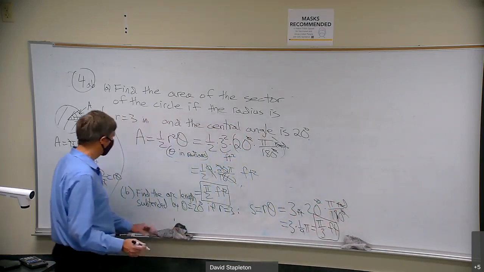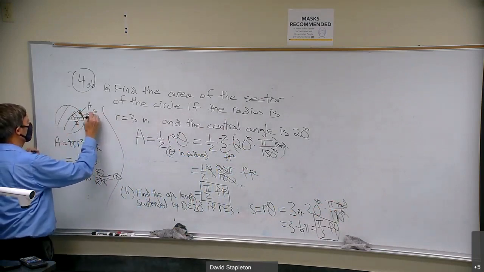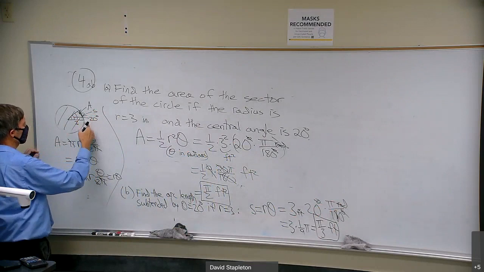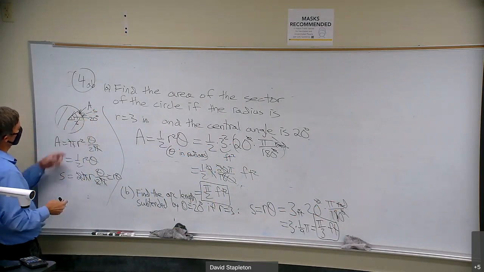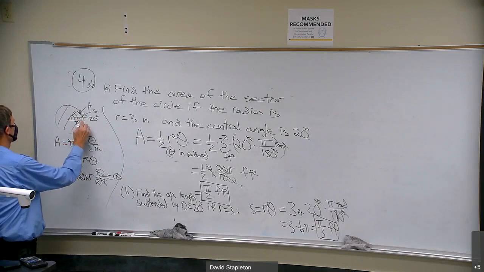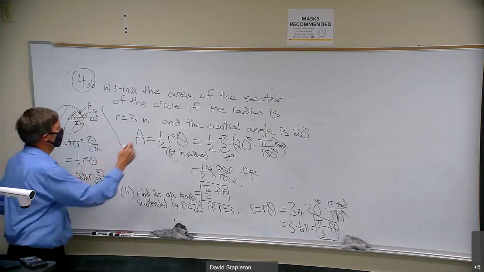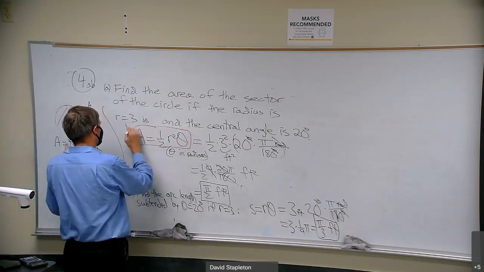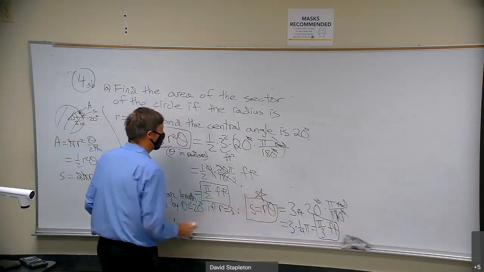It's how much chord would go along S, this arc length along the edge. S is the arc length here subtended by 20 degrees. A is the area here of the slice of pizza subtended by 20 degrees in the circle of radius 3 inches. Okay, that's what you need for these. A equals 1/2 r squared theta needs to be memorized or figured out. Better to memorize it. S equals r theta.